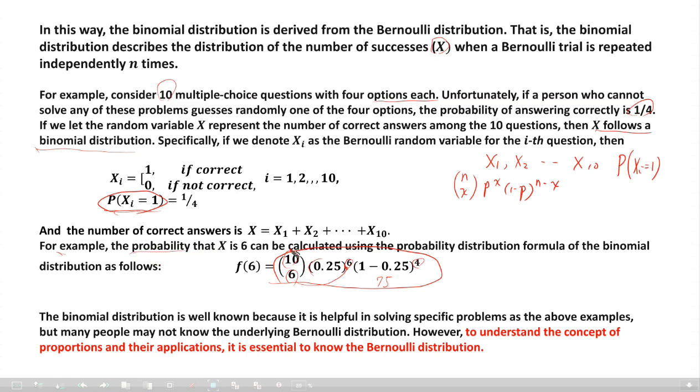So the binomial is famous, I think, when you study probability at high school level. But actually, the Bernoulli distribution is the basis of the binomial, and the Bernoulli is more important for understanding proportion, ratio things. Okay, so you better know the Bernoulli distribution, what the Bernoulli distribution is.